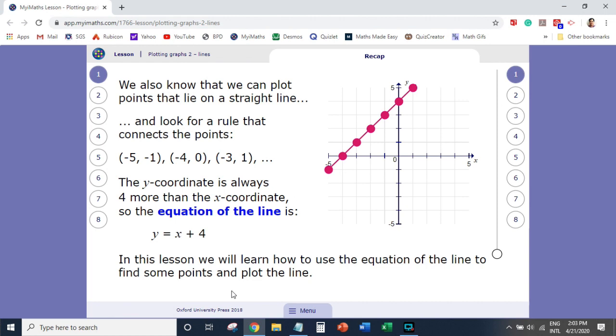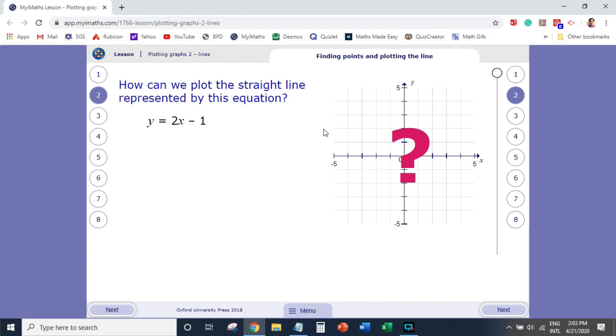In this lesson, we will learn how to use the equation of the line to find some points and plot the line. So here, how can we plot the straight line represented by this equation, y = 2x + 1? Remember, this equation is in the form y = mx + c. Your m is +2, your c is +1. And this x right here is positive.